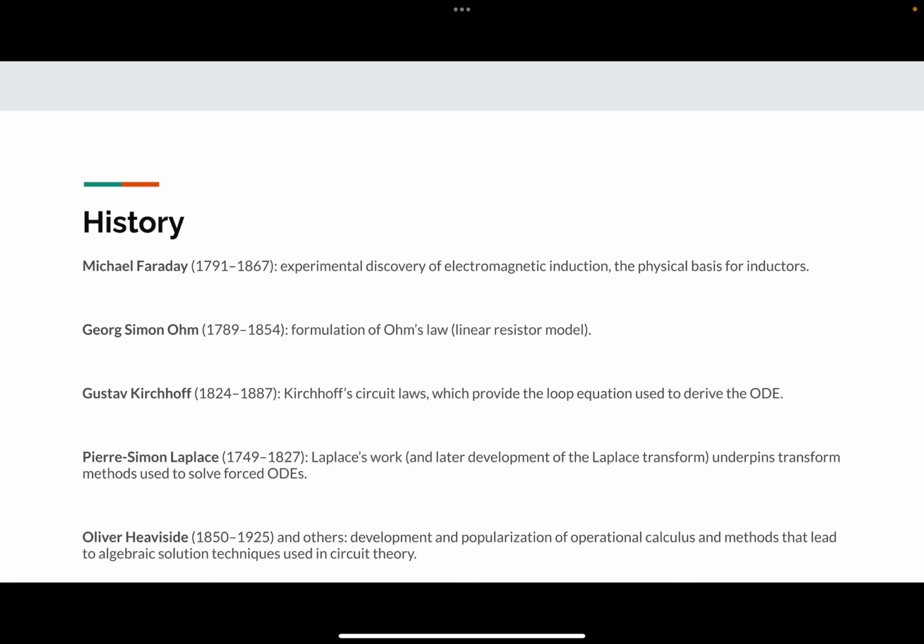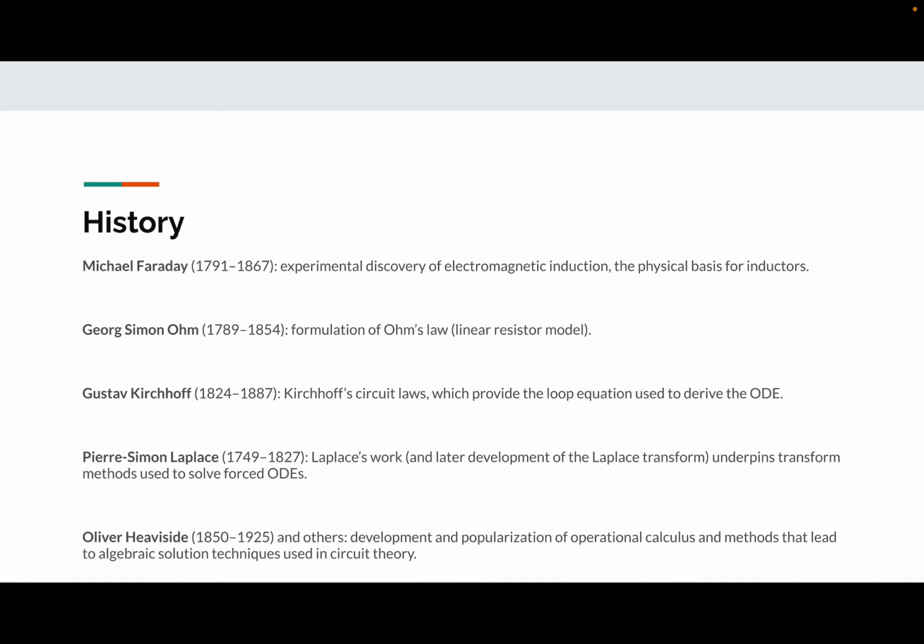So looking back on the history of this, it started between 1791 and 1867 when Faraday discovered electromagnetic induction. This is the physical basis for the inductors itself. George Simon Ohm gave us Ohm's law, which gave us the resistors, and Gustav Kirchhoff developed the circuit laws that helped us write the equations based on the conservation of energy in the circuit loop.